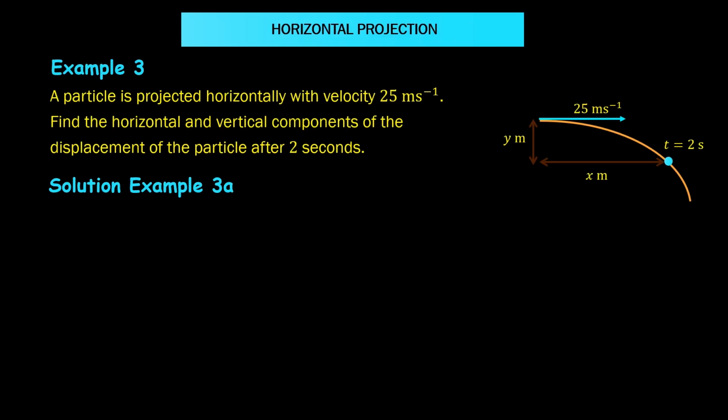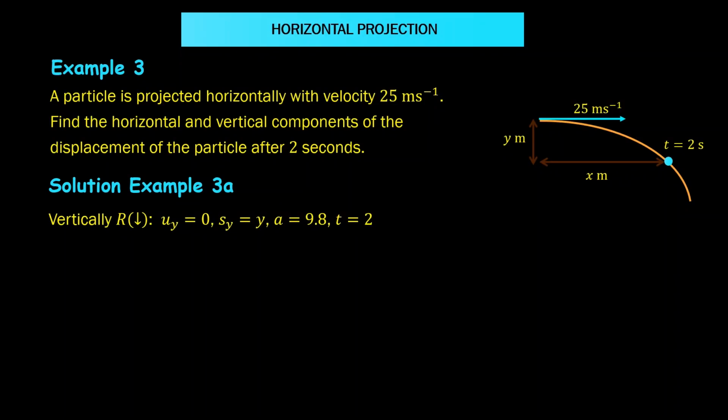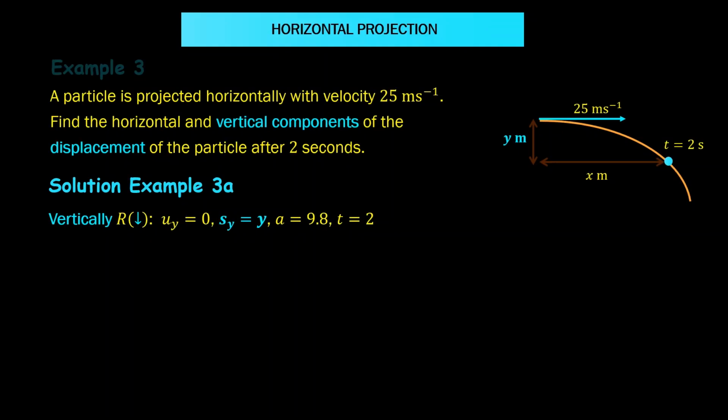So let's solve this. Again, we're going to look vertically first. So taking the downward direction as positive, we have the initial velocity equals 0, since the particle is projected horizontally. Sy equals y, the distance vertically. The acceleration due to gravity equals 9.8, and time equals 2.